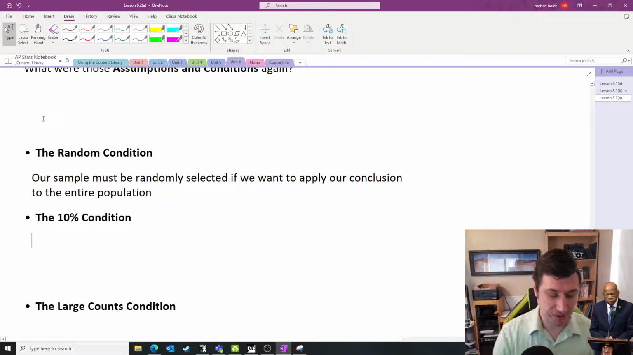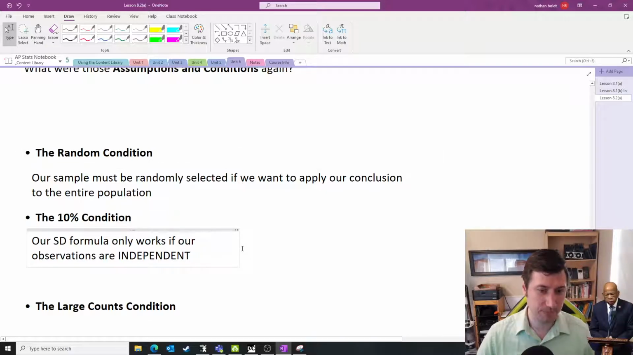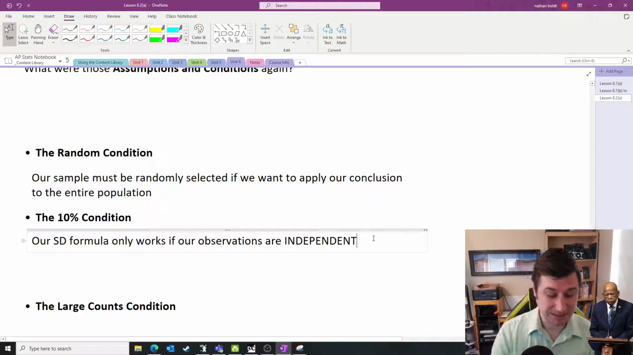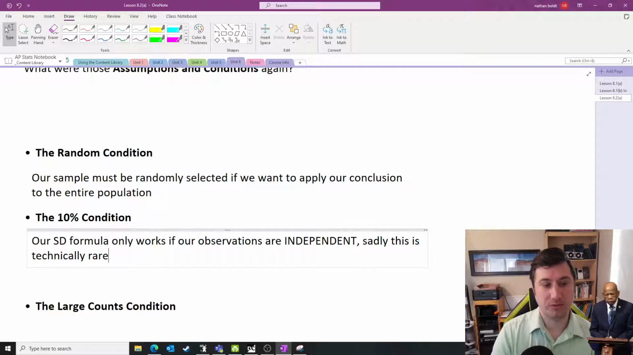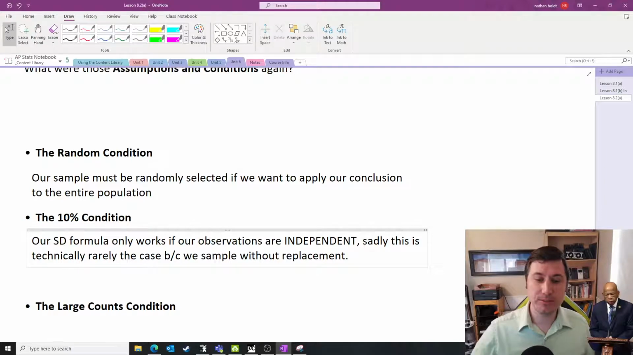The 10% condition. So our standard deviation formula only works if our observations are independent of each other. But sadly, this is technically rarely the case, because we sample without replacement. If I do my random sample of cell phone users and I pick George, I don't put George back in the hat to where he could possibly be picked again. That technically changes how likely it is the next person is chosen, because the total population changes when I pull George out.